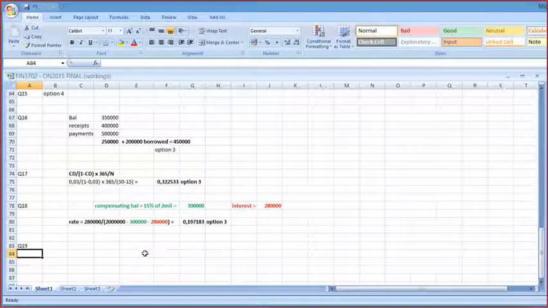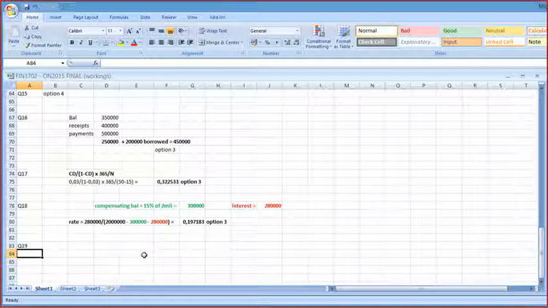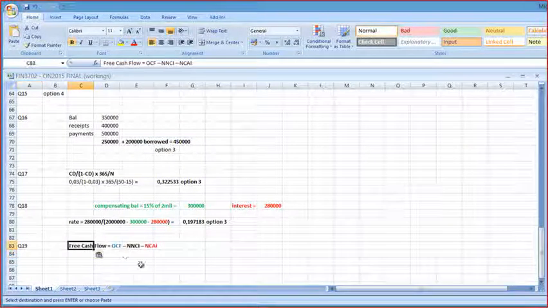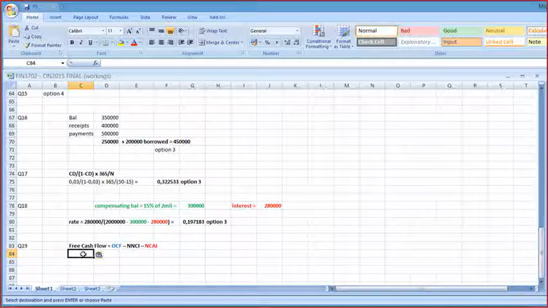Okay, question 19. What's the focus in 19? Free cash flow. Good. FCF. Free cash flow is calculated from OCF and NNCI minus the NCAI. So your net non-current investment and your net current asset investment. Did the question give you OCF though?